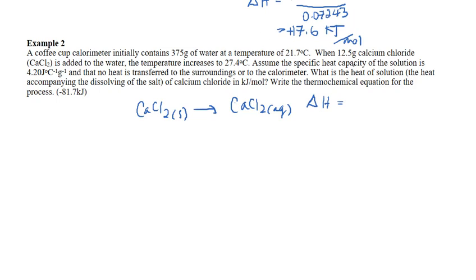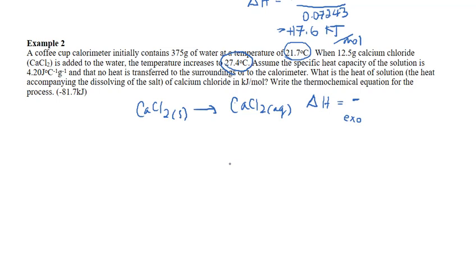In this case, our initial temperature is 21.7, and this time we have an increase in temperature. So we're expecting this to be negative because this is an exothermic process. The solution I'm measuring the temperature of, that temperature increased because the dissolving process released energy to that solution that I'm monitoring.